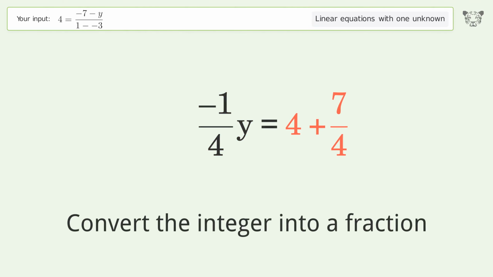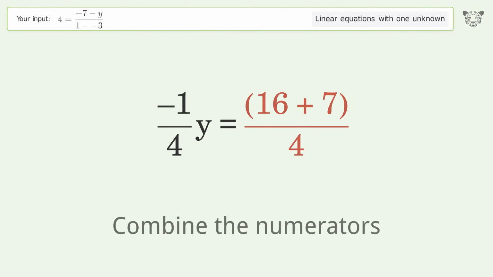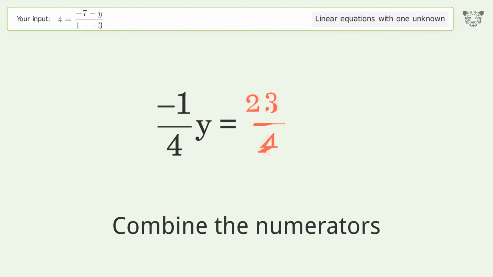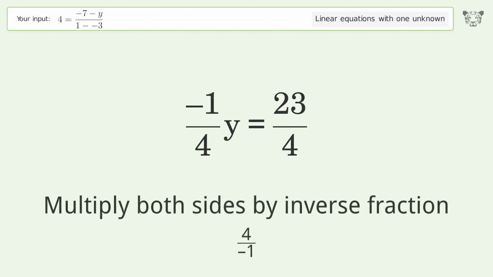Convert the integer into a fraction. Combine the fractions. Combine the numerators. Isolate the y. Multiply both sides by the inverse fraction 4/-1.